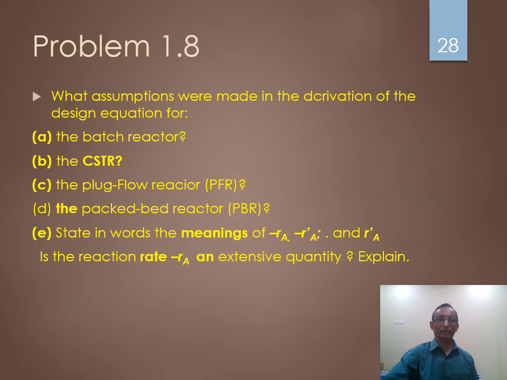We have studied the design equations for the 4 reactors: first the batch reactor, CSTR, plug flow reactor, and packed bed reactor. And then the last question is: state in words the meaning of minus RA dash and plus RA dash. Is the reaction rate minus RA an extensive quantity? Explain. You know the answer from what you have studied just now. Only on the basis of what assumptions are these reactors designed?